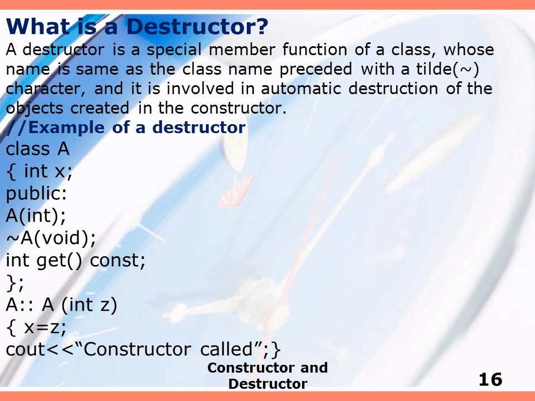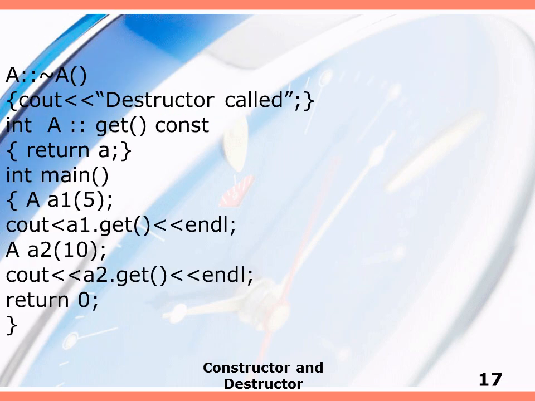In this example of a destructor, we have a class A with a member X. In the public section, I have a constructor and a destructor. Within the constructor, I am going to display the string "constructor called", and the value of the data member gets initialized. In the destructor, the string "destructor call" shall be displayed. We have one more member function called get, which will return the value of X.